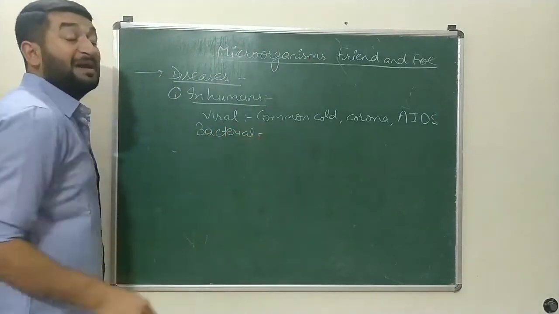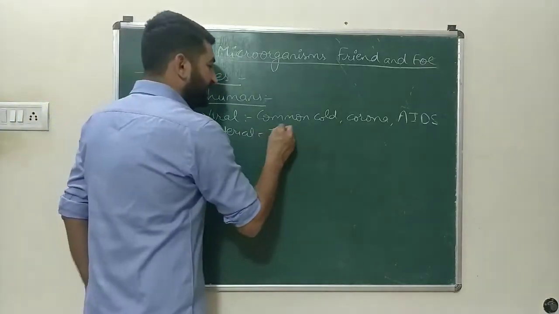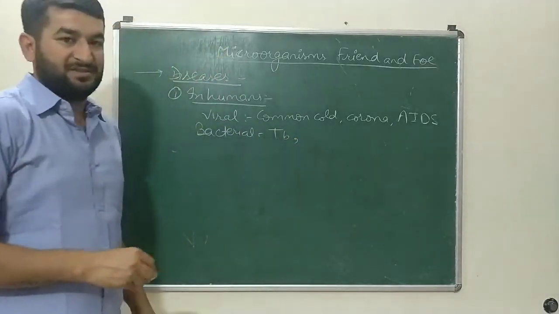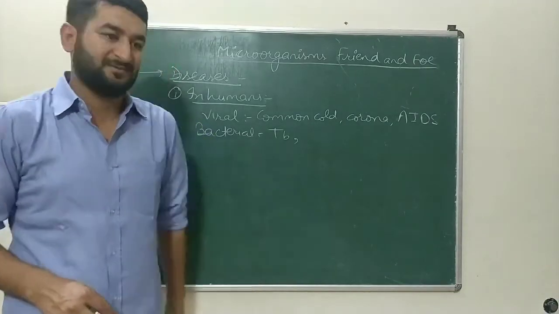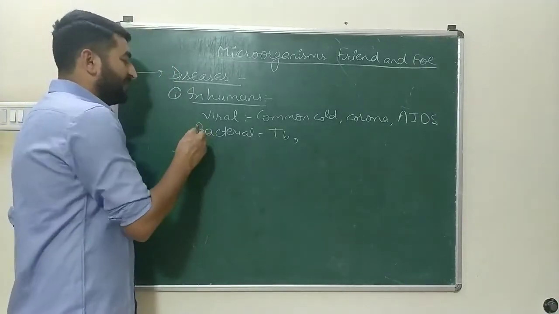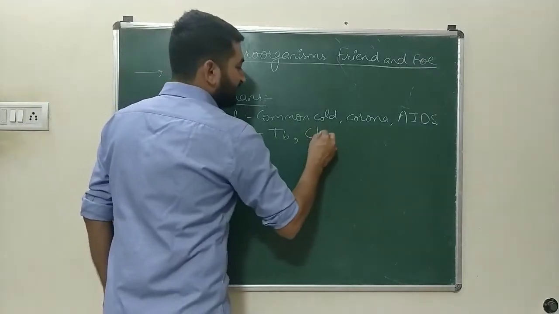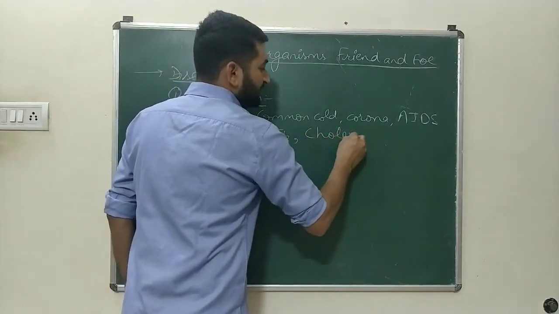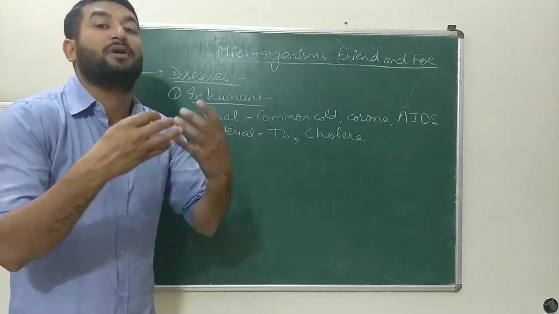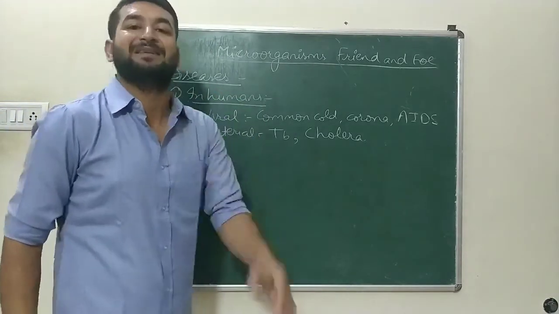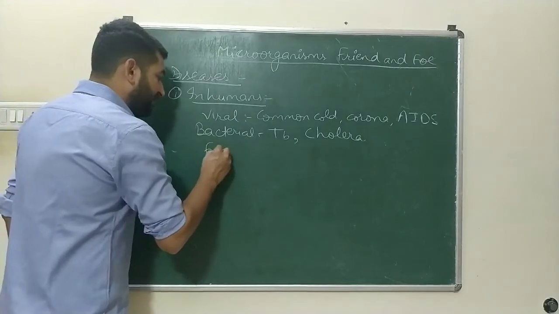The disease is caused by bacteria like TB, tuberculosis. It is caused by a bacterium known as Mycobacterium tuberculosis. Next, the second example of bacterial disease is cholera. It is caused by a comma-shaped bacterium, Vibrio cholerae. Vibrio means comma-shaped bacteria. Next, third, fungal disease.